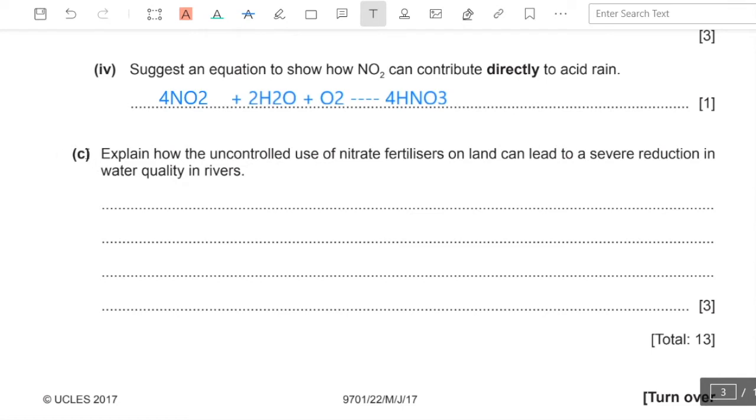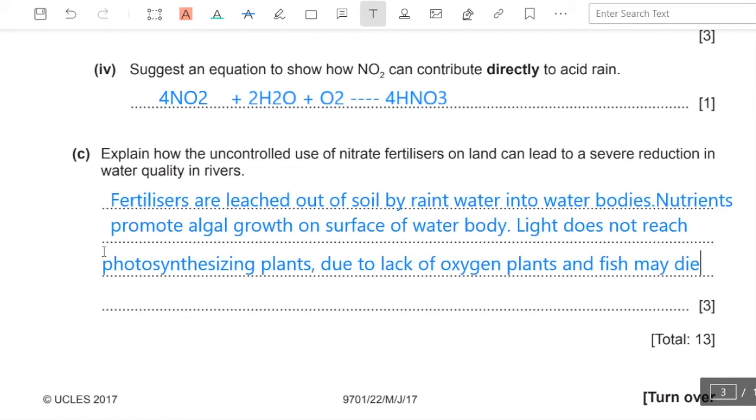So here you're supposed to give a brief summary of eutrophication, and what happens is these nitrate fertilizers are usually soluble in rainwater, and they are washed out of the soil and into water bodies where they cause growth of algae, and that prevents sunlight reaching plants underneath the surface, because the surface is where the algae grows. When sunlight does not reach plants underneath the surface, they are not able to photosynthesize and produce oxygen. Due to this lack of oxygen, plants and animals in the water bodies usually die.